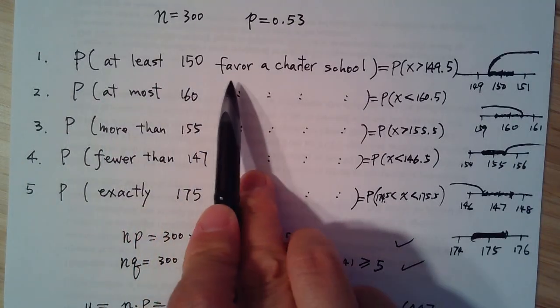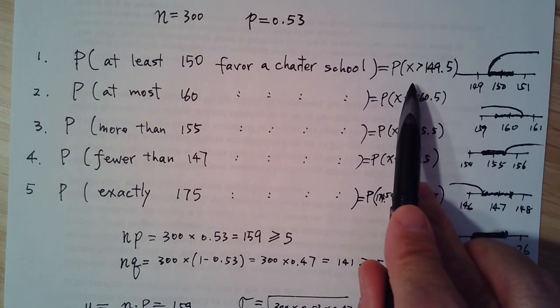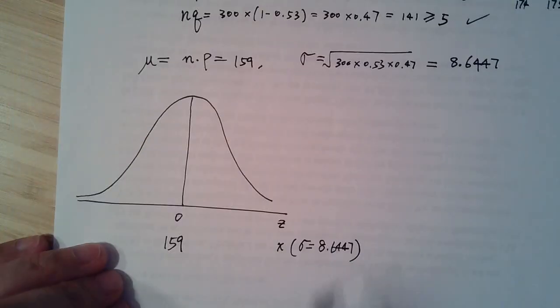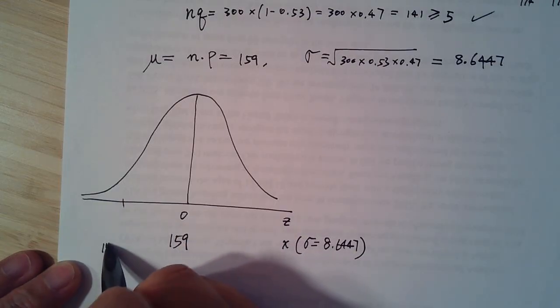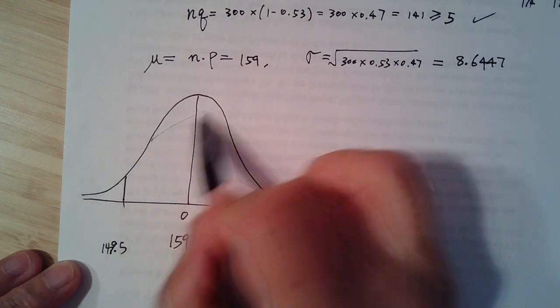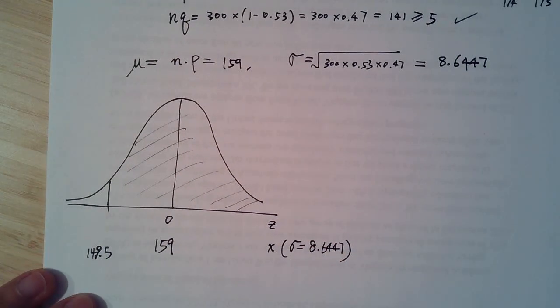Now, we look at the first question. At least 150 favor a charter school. We should find the probability that x is greater than 149.5. Where is 149.5? Which is here. So we're looking for this area. And then the rest will be very simple.